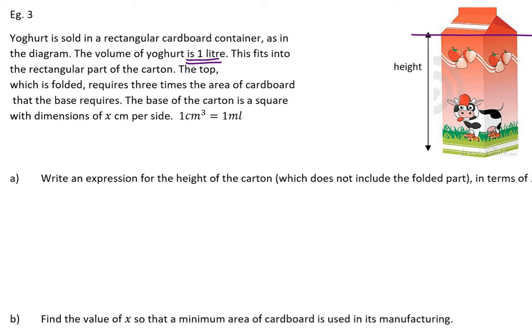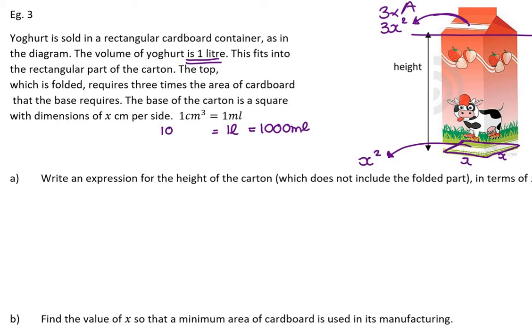So the top, which is folded, requires 3 times the area of the cardboard that is required for this rectangular base. The base of the carton is a square with dimensions x for each side. So actually this is a square base and its area is x squared, which would mean this funny triangular top would be 3x squared in terms of area. And then it says 1 centimeter cubed is 1 milliliter. And what is 1 liter? 1 liter is 1,000 milliliters, which is therefore going to be 1,000 centimeters cubed.